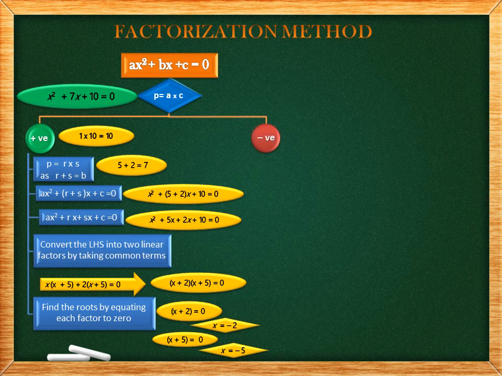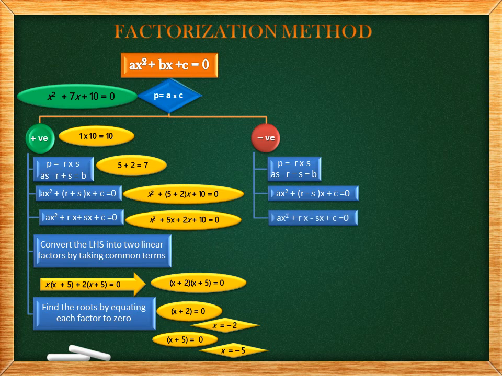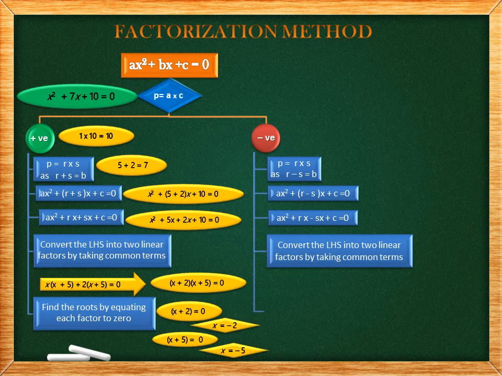Now see what happens when p is a negative number. If p is a negative number, then we will find two factors of p, r and s, such that their difference is equal to b. Then we will follow the same procedure we followed in the previous case. Now we will replace b by r minus s. Then we will open the bracket. After opening the bracket we will convert the left hand side into two linear factors by taking common terms together, and at last we will equate these factors one by one to 0.